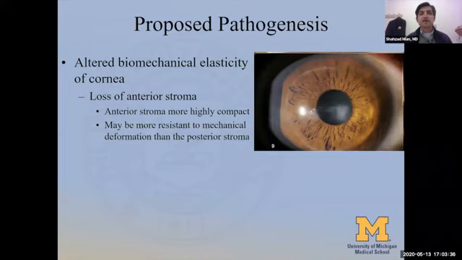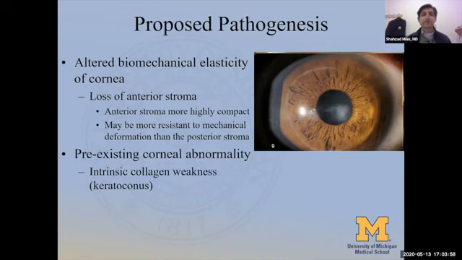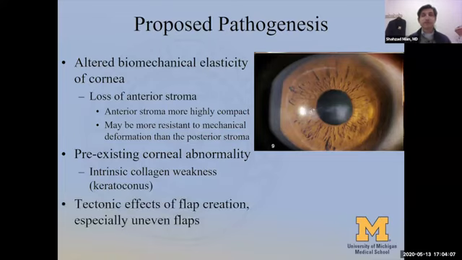It is thought that corneal ectasia develops because of altered biomechanical elasticity of the cornea, which is related to loss of the anterior stroma. The anterior stroma normally is highly compact and is responsible for providing greater biomechanical strength to the cornea and allows the cornea to be more resistant to mechanical deformation. There may also be a pre-existing corneal abnormality, such as in keratoconus, where there is likely intrinsic collagen weakness. And certainly, with respect to ectasia after refractive surgery, there are tectonic effects of creating a flap, especially if the flap is irregular or too deep.